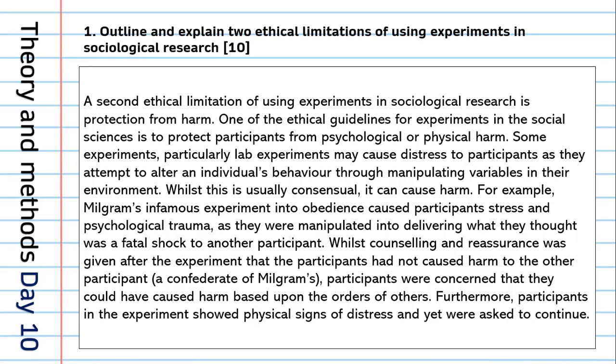For example, Milgram's infamous experiment, where participants were manipulated into delivering what they thought was a fatal shock to another participant. Whilst counselling and reassurance was given after the experiment that the participants had not caused harm to the other participant, a confederate of Milgram's, participants were concerned that they could have caused harm based on the orders of others. Furthermore, participants in the experiment showed physical signs of distress and yet were asked to continue.